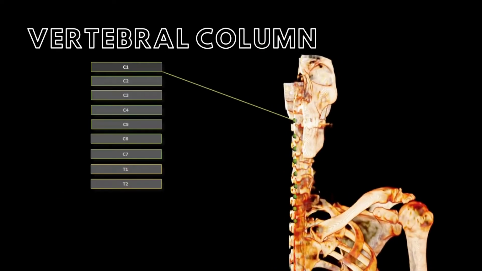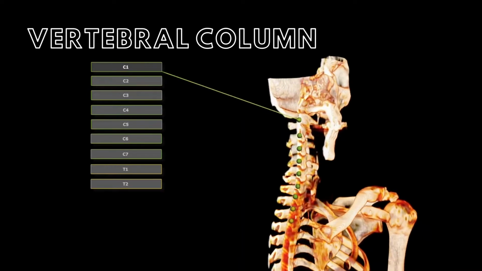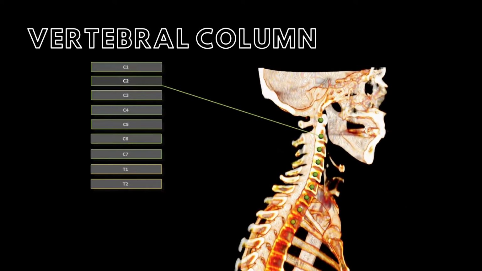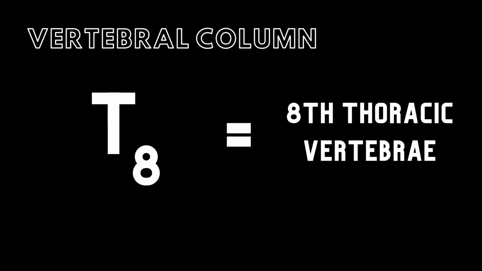When referring to a particular vertebra, the notation utilized by anatomists is a specific capital letter followed by a subscript number. The letters refer to a particular region of the vertebral column, while the number indicates the specific vertebra. For instance, T8 refers to the 8th thoracic vertebra.